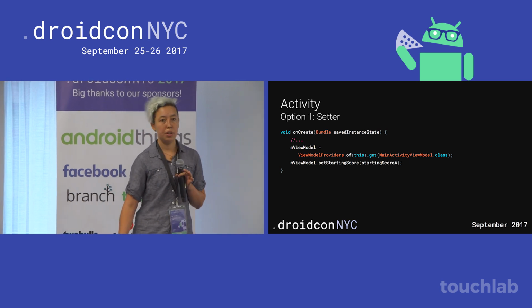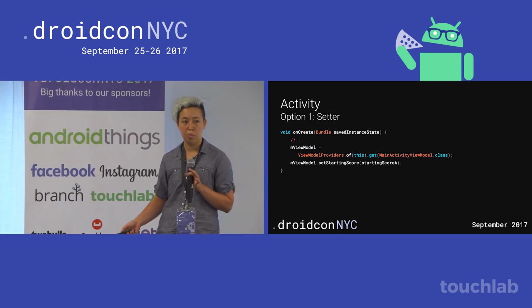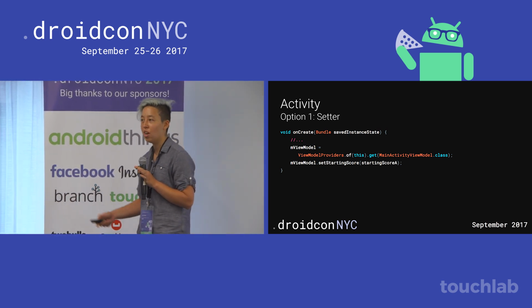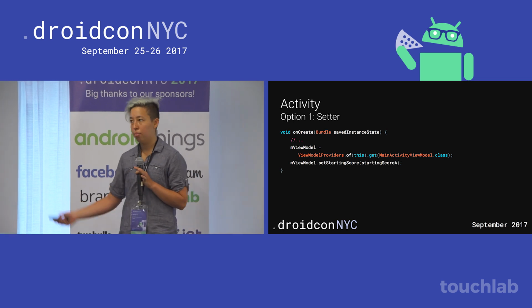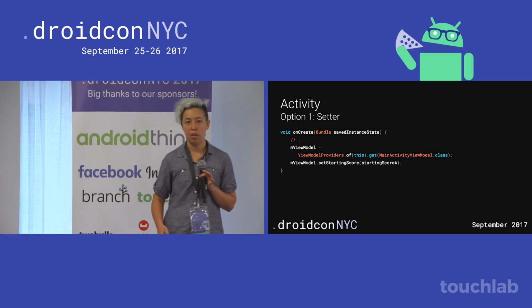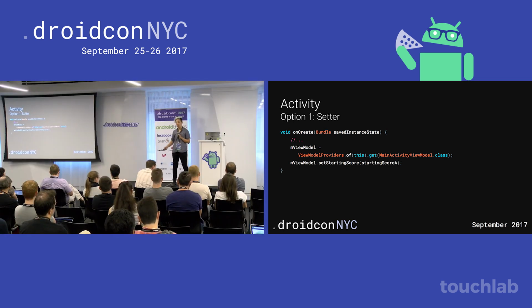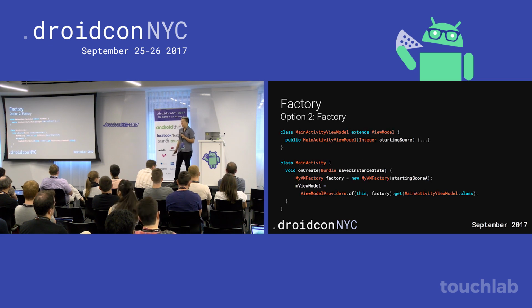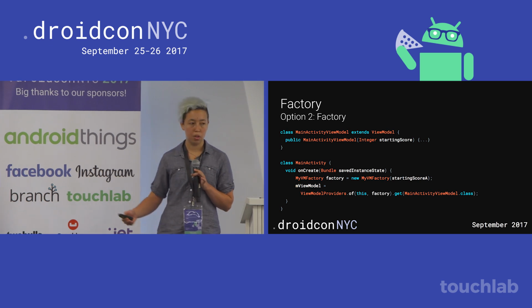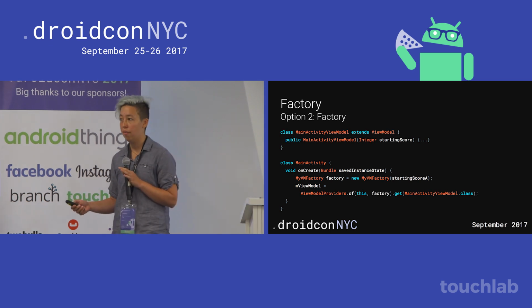So your first option is nothing super special. It would just be to create a setter in your ViewModel class, and then go ahead and call that setter right after you create your ViewModel and pass in whatever data you need to set. But the second option, if you really want to be able to put things into the constructor of your ViewModel, is to create a factory.